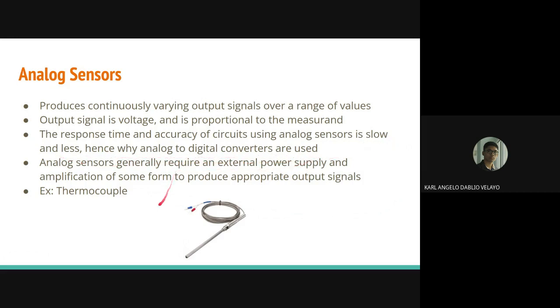are used. Analog sensors generally require an external power supply and an amplification of some form to produce appropriate output signals. An example of an analog sensor would be the thermocouple, which is used in temperature sensors.